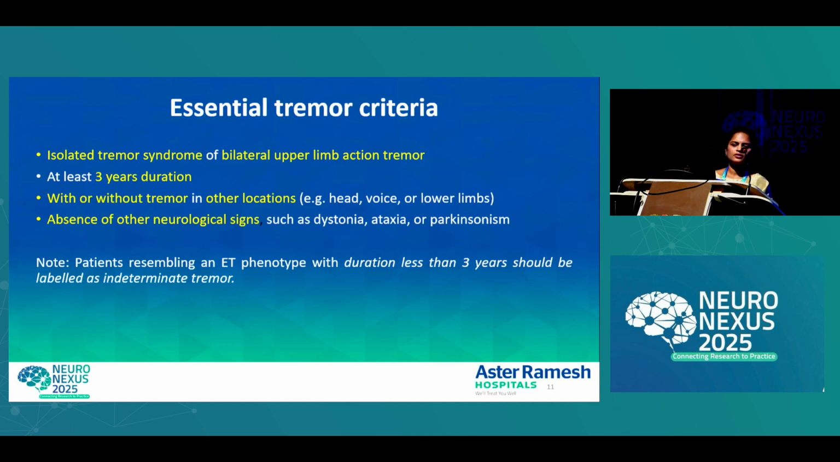So according to the 2018 criteria, essential tremor syndrome is classified when there is an isolated tremor of bilateral upper limb action tremor of at least 3 years duration, with or without tremor in other locations, and the absence of other soft signs like dystonia, ataxia and Parkinsonism. With the features of the above tremor, if the duration is less than 3 years, then it is labeled as indeterminate tremor.